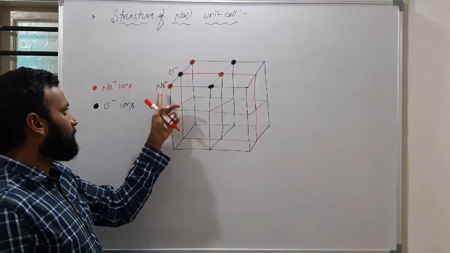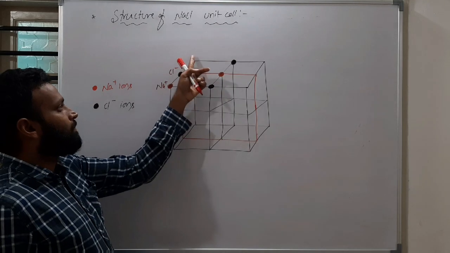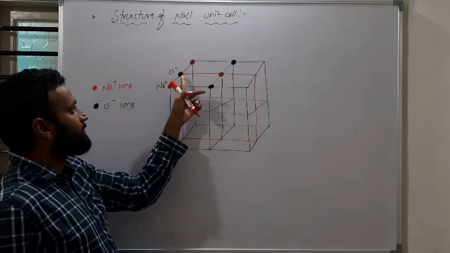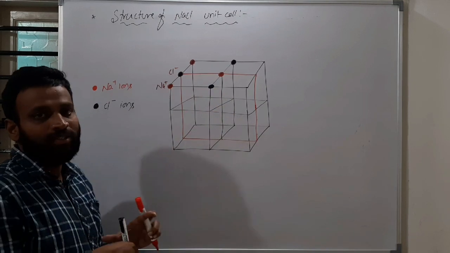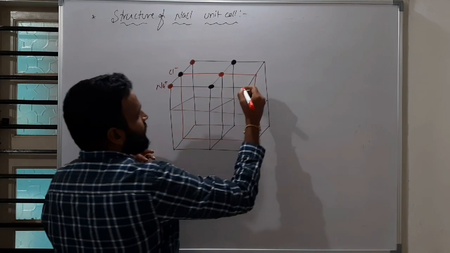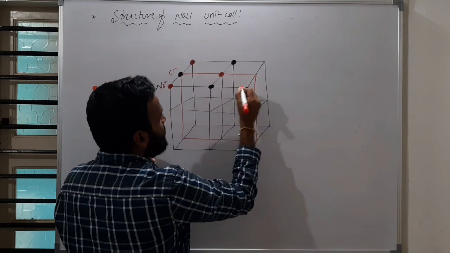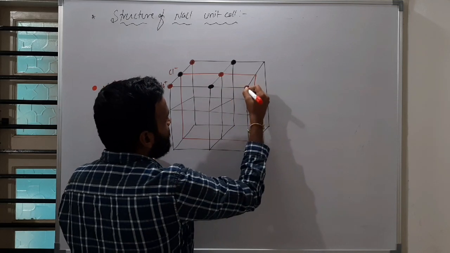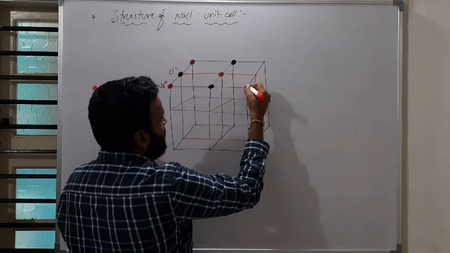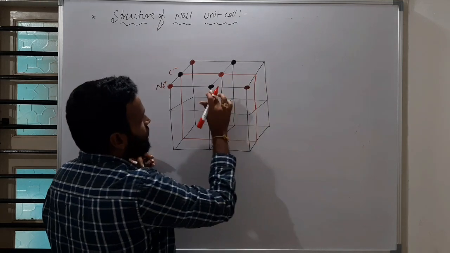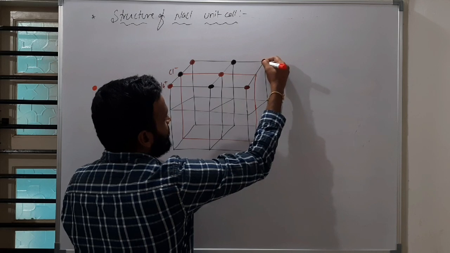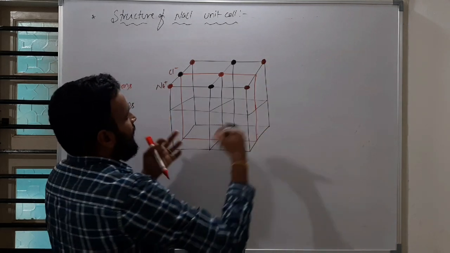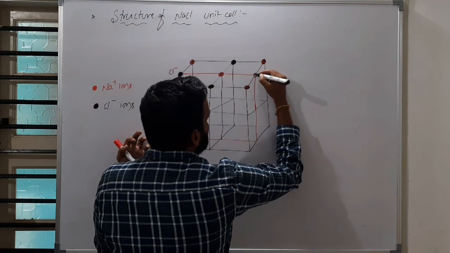So here Na+ and Cl- ions are alternately present: Na+, Cl-, Na+, Cl-, like that. They exist alternately. And again here, this is Cl-, so here you will have Na+. That's why I am drawing like this. Here Cl-, Na+. Again here you will have Na+, the red color Na+, and here you have Cl-.